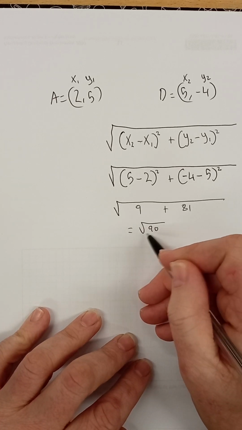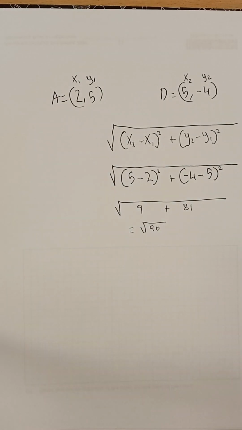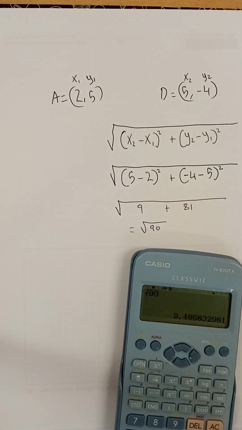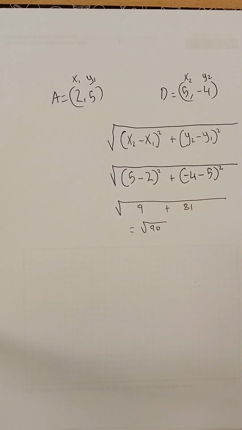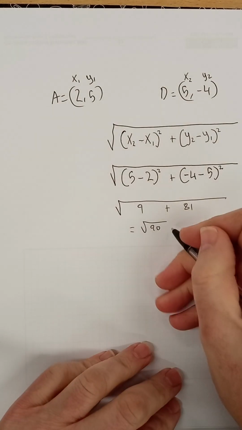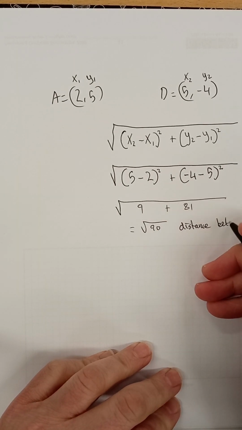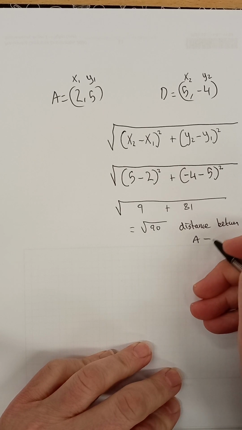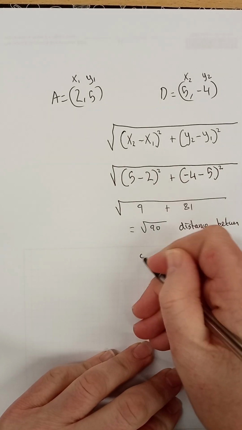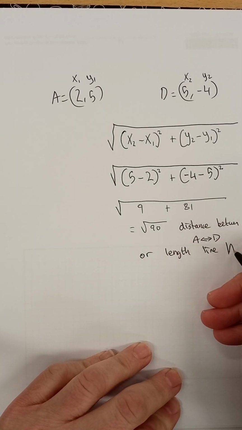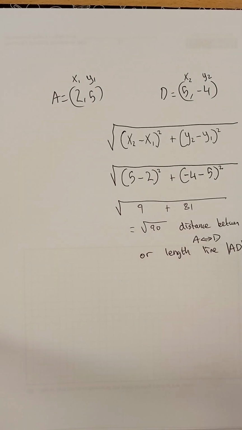Now, your calculator might try and turn that into another number. And in fact, I can check on my calculator to see does it do that. Some calculators will and some calculators won't. So the square root of 90 doesn't, so I'll leave it as the square root of 90. Do not try and give a decimal answer unless they specify a decimal answer or a whole number answer. That is the distance between A and D, or it's the length of the line AD that joins those 2 points.